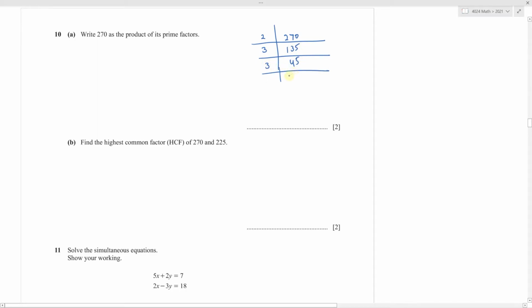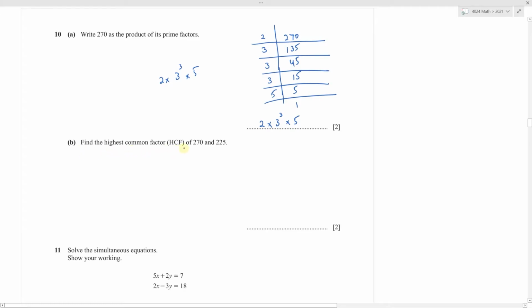Again, this is divisible by 3. 3 ones are 3, 1 is 15. 15 is also divisible by 3. 3 fives are 15, and then 5 times 1. So you have 2 multiplied by 3 power 3, because you have 3 times 3 times 3 here, and then multiplied by 5. So this will be 2 into 3 power 3 multiplied by 5.